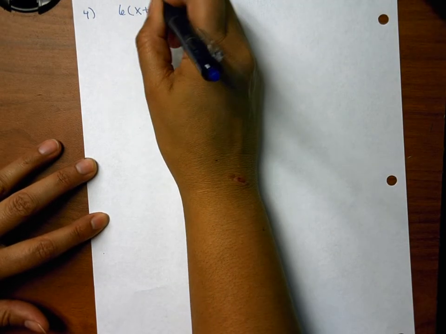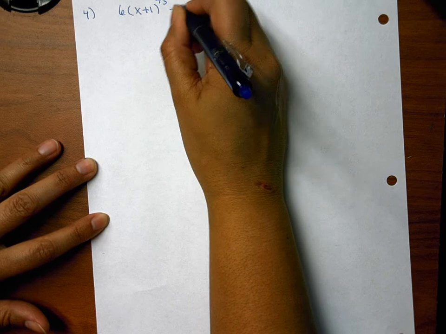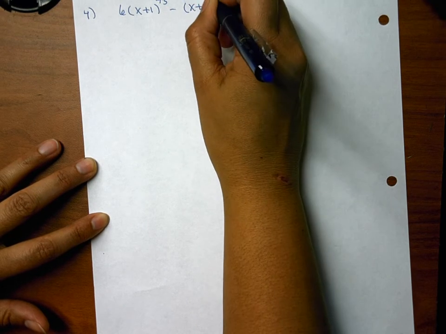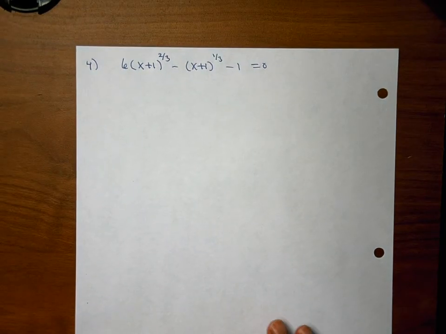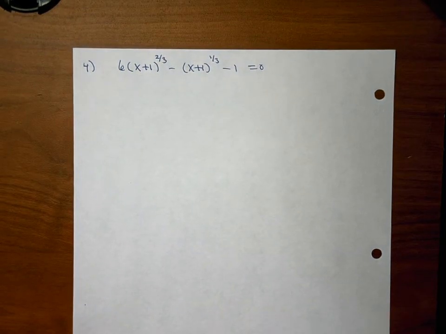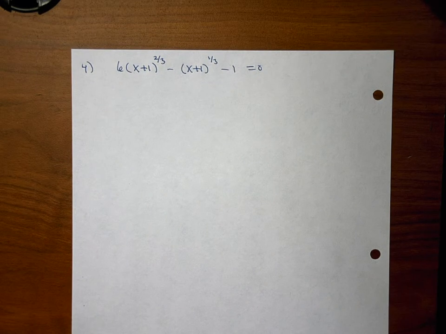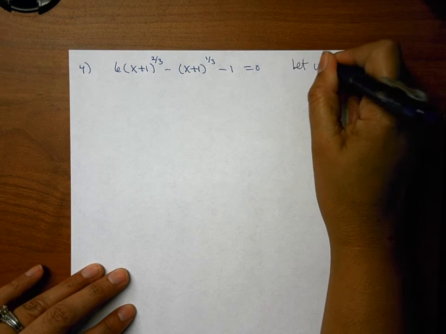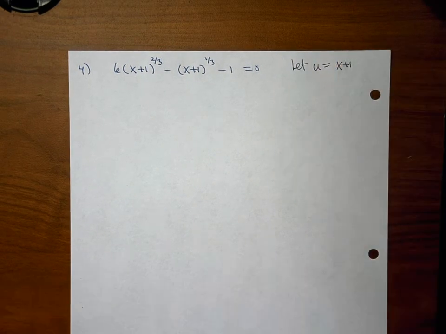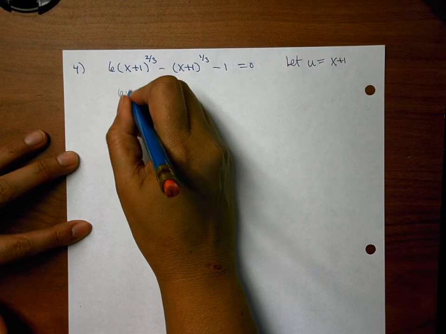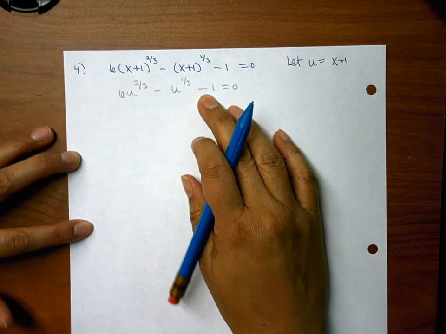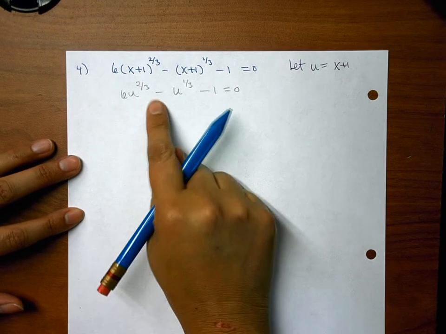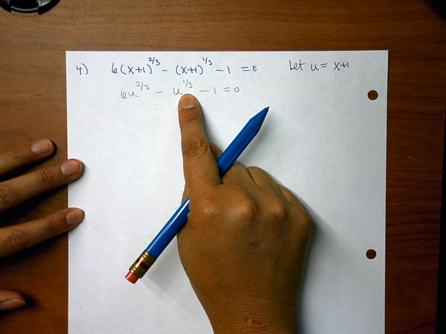Number 4: 6 parentheses (x plus 1) raised to the 2/3 minus (x plus 1) raised to the 1/3 minus 1 equals 0. Okay, this is another substitution problem. I'm going to let u equal x plus 1. I'm going to rewrite it: 6u to the 2/3 minus u to the 1/3 minus 1 equals 0.